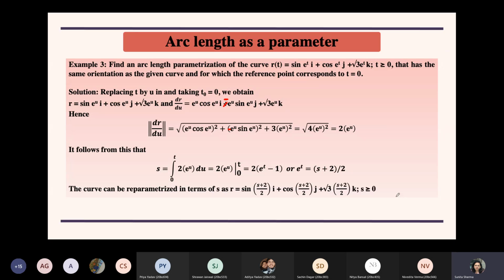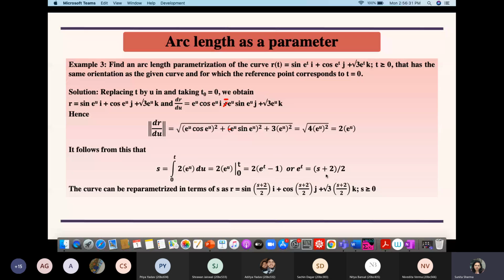So this is how you can parameterize using arc length. Okay, so sin of e^t, replace it by (s+2)/2. Then again cos of e^t, which you replace by (s+2)/2, and root 3 into e^t, which is again (s+2)/2. Okay, so that is the arc length parameterization of this curve r(t). You can also write this as r(s), or you can say parameterize in terms of s, r is equal to this expression. Is this fine?